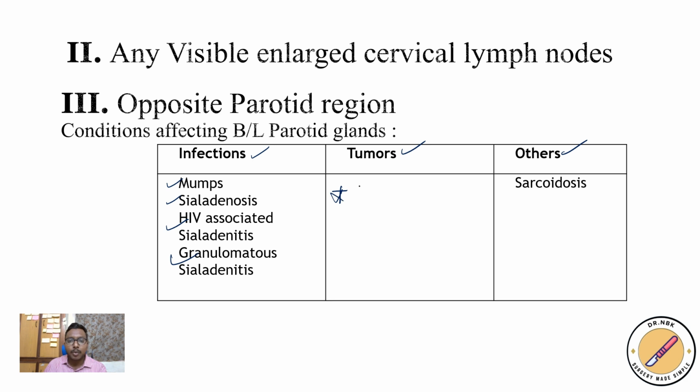Coming to tumors, one important tumor which can occur bilaterally is Warthin's. Then very rarely pleomorphic adenoma, and rarely again other malignancies. Please understand Warthin's and pleomorphic adenoma are benign tumors of the parotid gland. Another condition which can cause bilateral parotid enlargement is sarcoidosis.